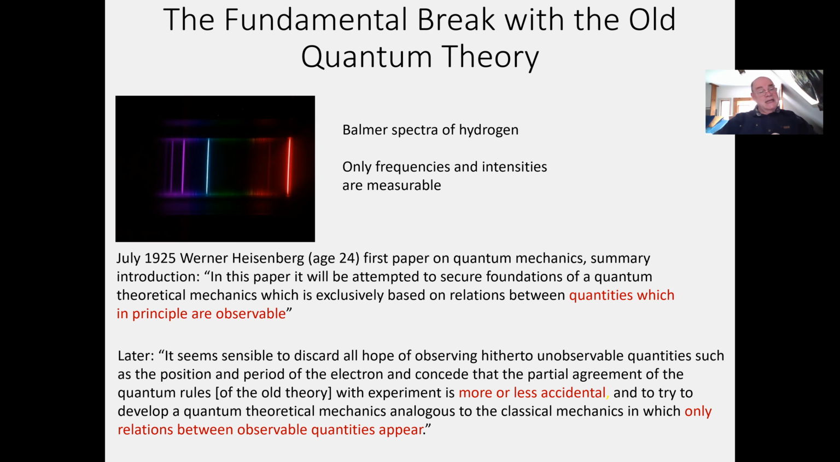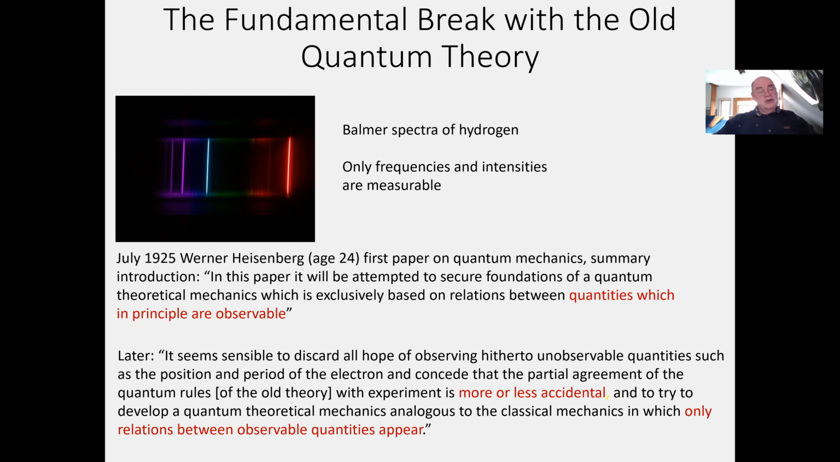He says, it seems sensible to discard all hope of observing hitherto unobservable quantities, such as the position and the period of these planetary electrons, and concede that the partial agreement of the quantum rules of the old theory with experiment is more or less accidental. This is this young PhD student saying to Bohr that your model, your correctness, is really just accidental.